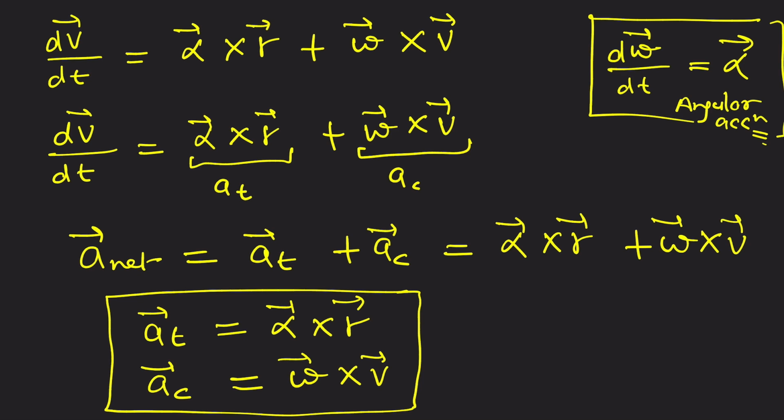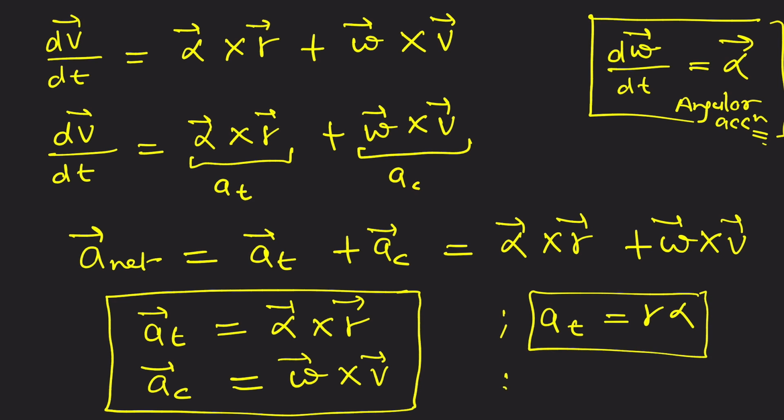Now for normal calculation purposes, because you know that alpha and r are going to be perpendicular to each other, just for calculation, remember, the direction you now know already. So a tangential you can calculate as r into alpha, just for magnitude purposes, direction you can calculate manually. And a centripetal will be omega into v, or omega square r, or v square by r. Those we have already discussed.